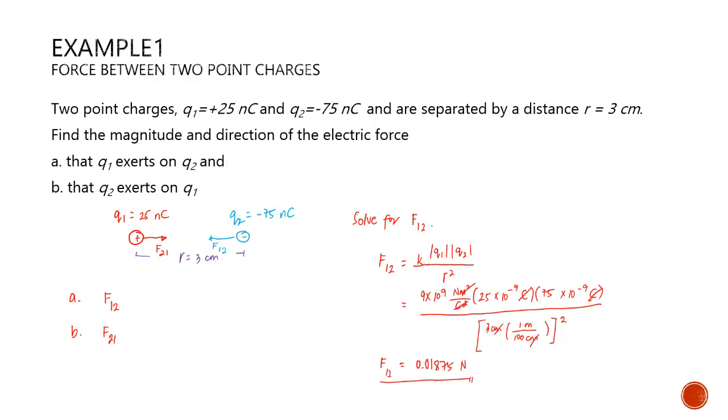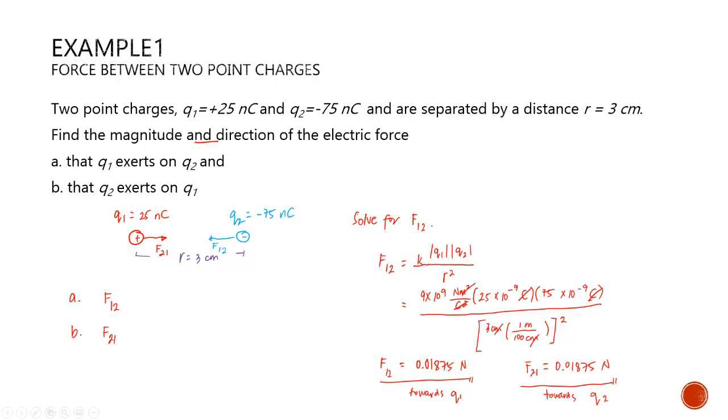And also the same force that Q2 is acting on Q1. So it's the same in magnitude. And it says here magnitude and direction. So for F sub 1, 2, it's to the left, or it's much safer to say that it's towards Q1. And for F sub 2, 1, it's towards Q2.